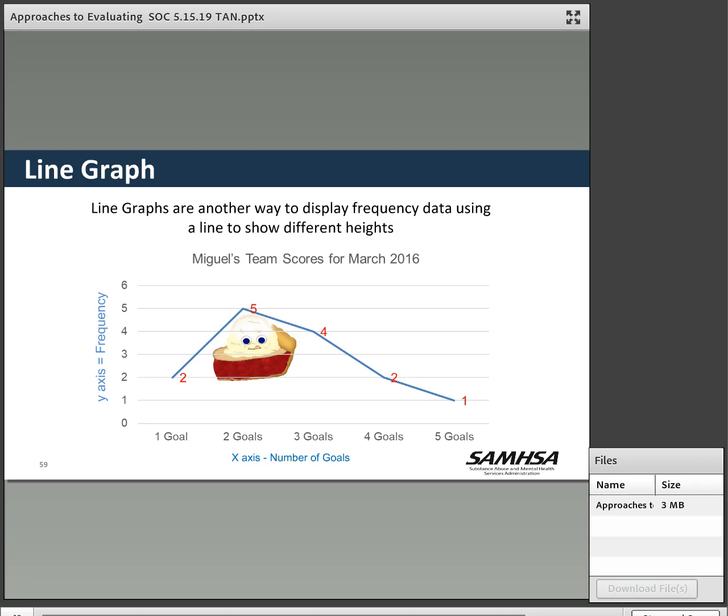In this last slide I'll share, we demonstrate how the data from the previous slide can also be displayed as a line graph. And through the line graph, we can easily see the mode again. And then, in helping them to practice new knowledge, we ask them, what's the mode?